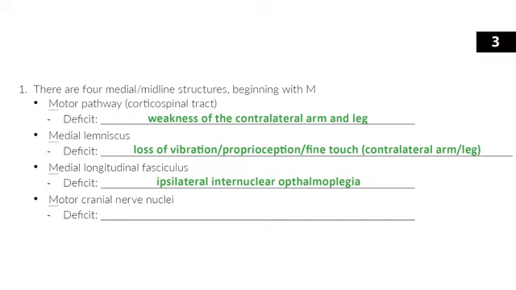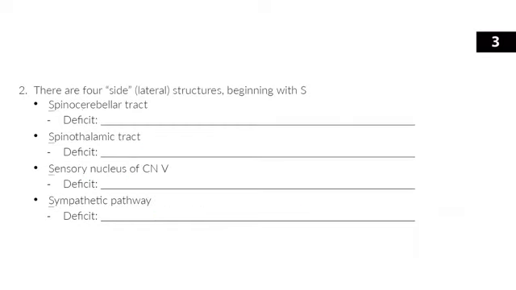And then the last medial structures are the motor cranial nerve nuclei. So this is where the 4th rule comes in. So which motor cranial nerve nuclei are located medially? Again, it's the ones that divide into 12. Cranial nerves 3, 4, 6, and 12. So a lesion here could potentially cause ipsilateral defects of cranial nerves 3, 4, 6, and 12, depending on what level of the brainstem is affected. So those are the medial structures. And then the second rule is the lateral structures, which start with S because they're located on the side.